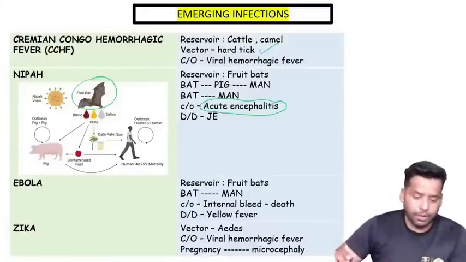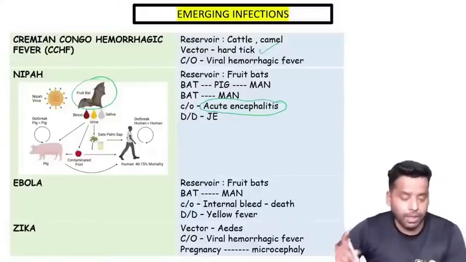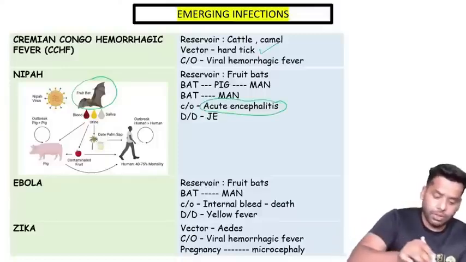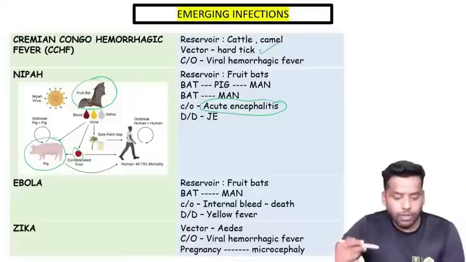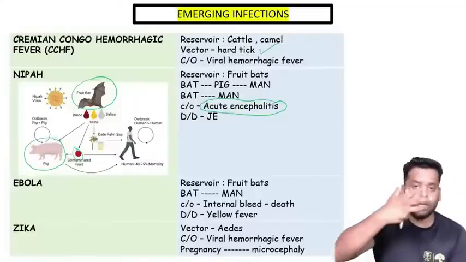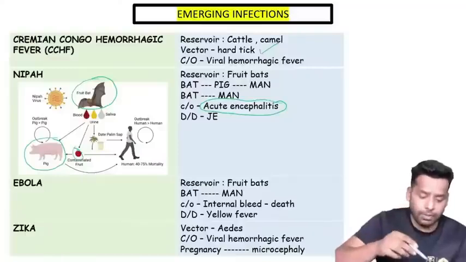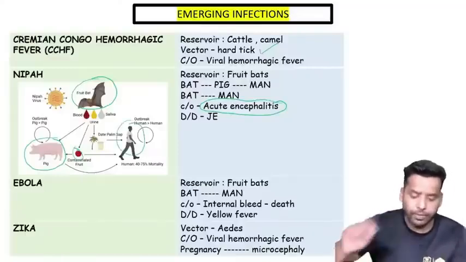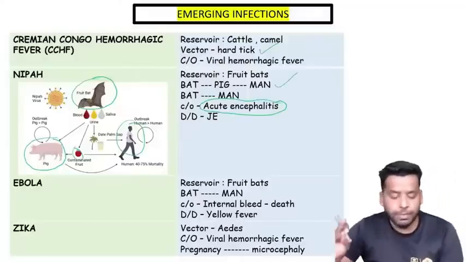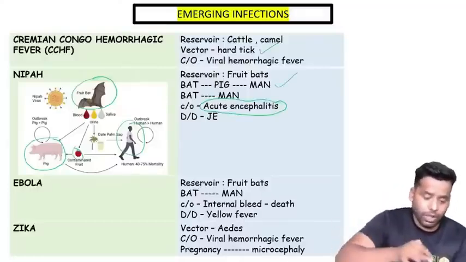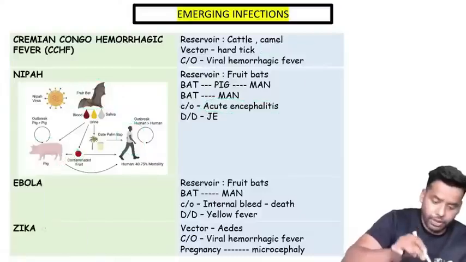First, what will happen? Initially in Malaysia, what happened actually? The bat was dropping the fruit and the pigs start consuming it. And when the pigs consume, they will start barking. Barking pigs will transmit infection to man. That was the route in Malaysia initially when Nipah happened. Bat, pig, man.